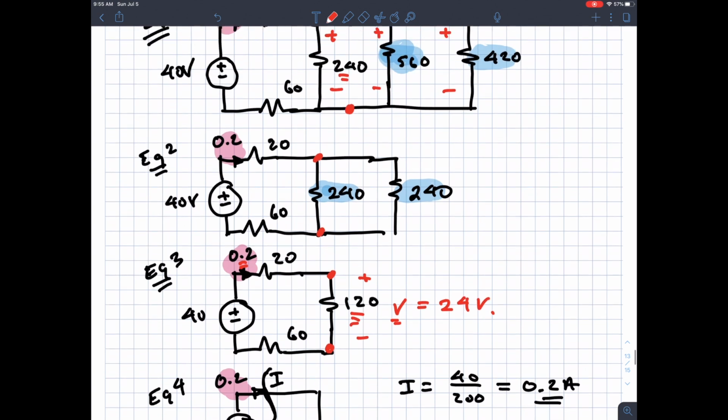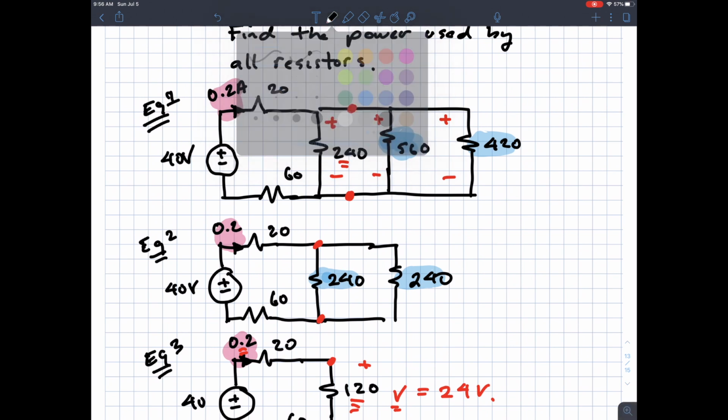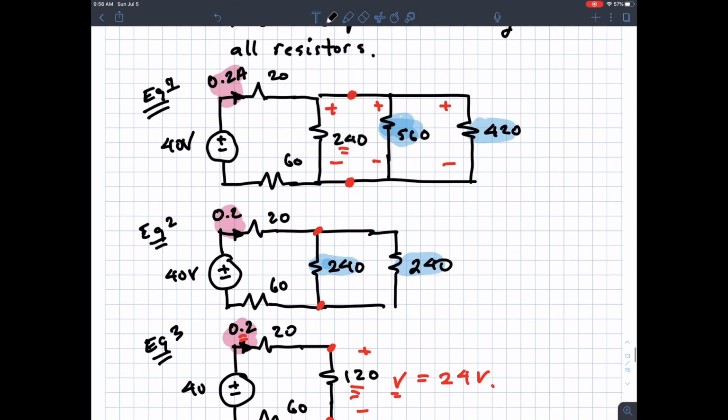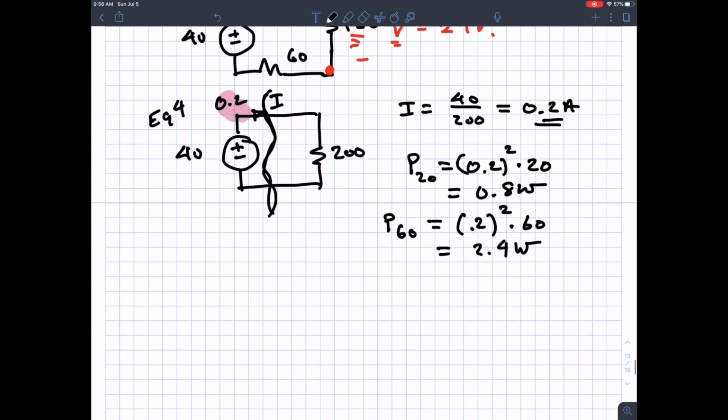Okay? All right, so let me go back to the black pen. Since I know this is now 24 volts, then I can get P240, because that's 24 squared divided by the resistance. V squared over R gives me power for resistance. So 24 squared divided by 240 gives me 2.4 watts.